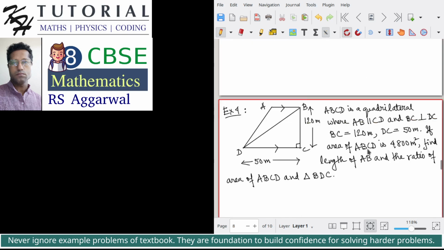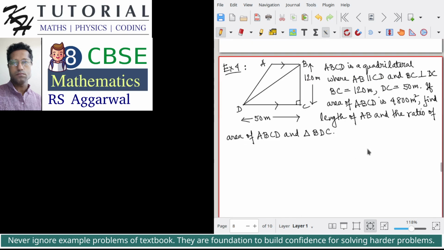Okay, let's do the next problem. So we have a figure. It is saying ABCD is a quadrilateral where AB is parallel to CD, and BC is perpendicular to DC. The side BC is perpendicular to the side DC, and BC is equal to 120 meter. DC is equal to 50 meter. If area of quadrilateral ABCD is 4800 meter square, find the length of AB, and the ratio of the area of ABCD and triangle BDC.